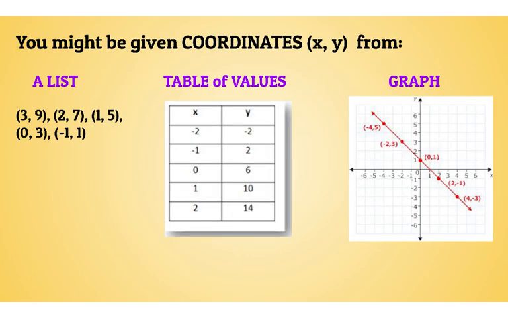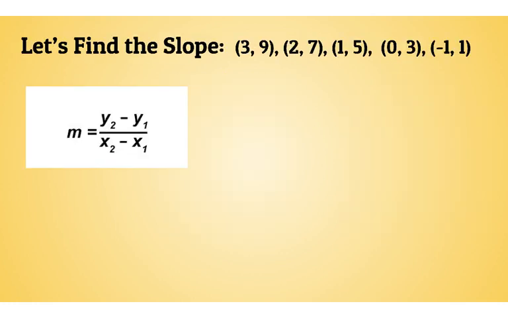And you'll get those two coordinates from either a list of coordinates, a table of values, or from a graph. Remember, you only need two coordinates. So let's look at an example of a list of coordinates, and we're just going to grab two of them. And I'll grab any two, doesn't really matter.